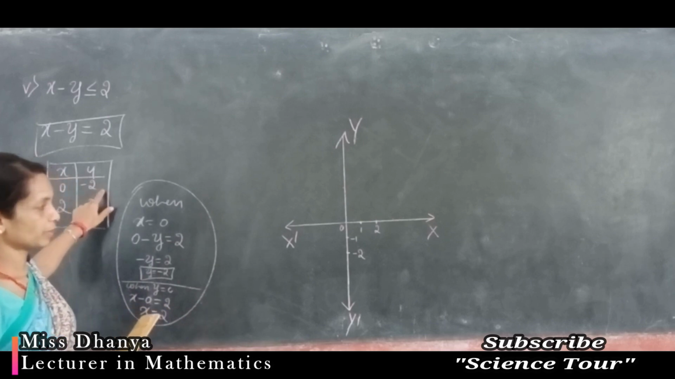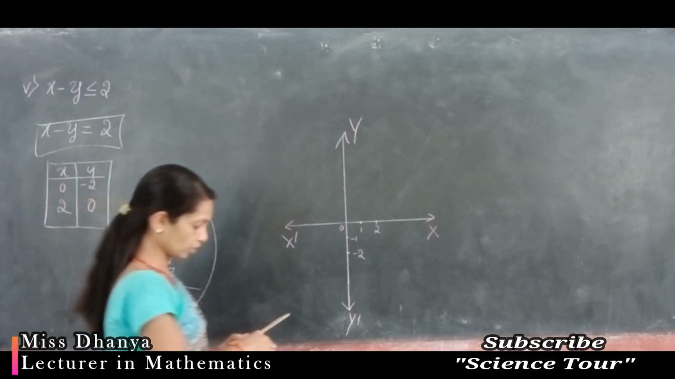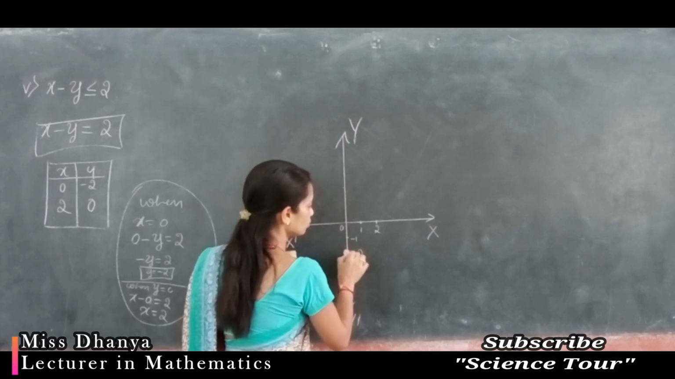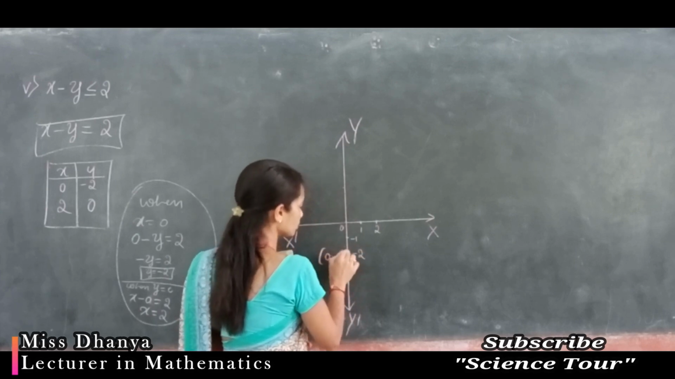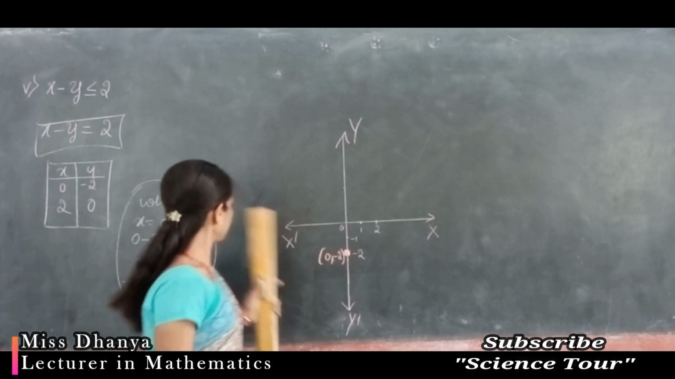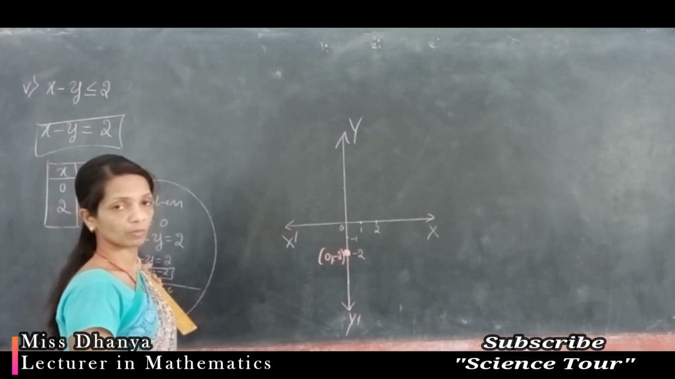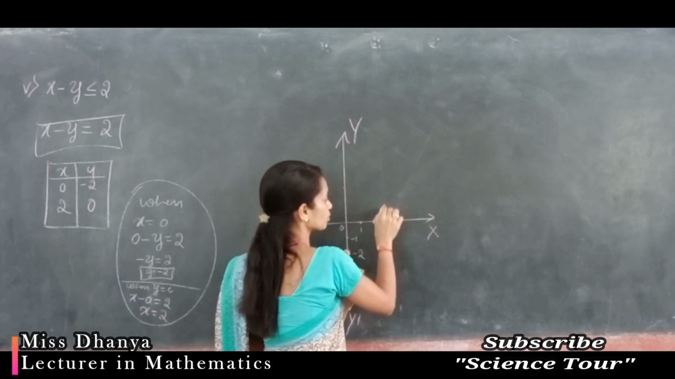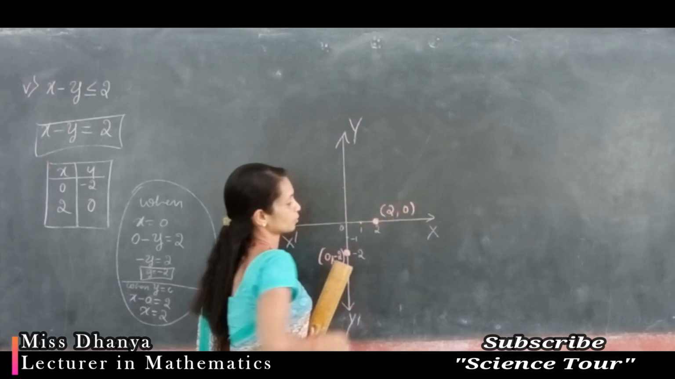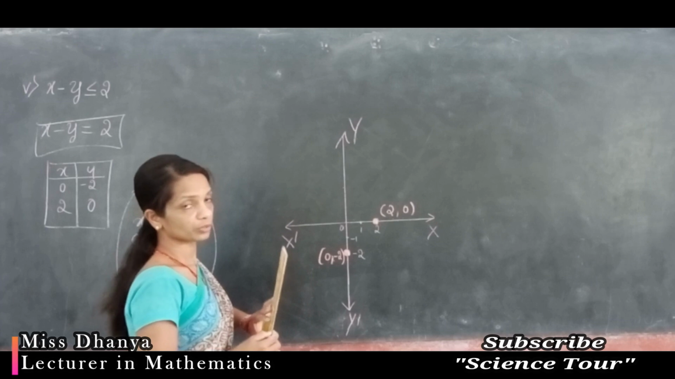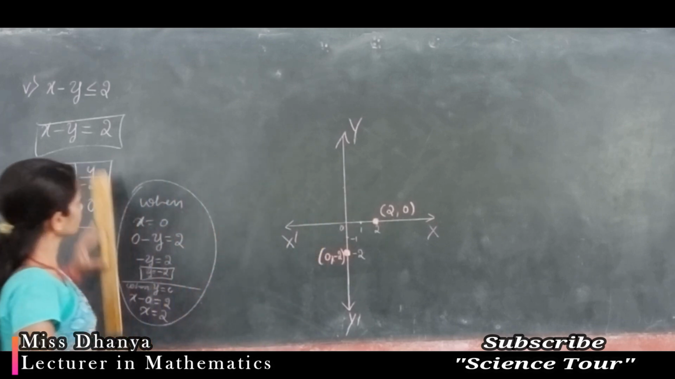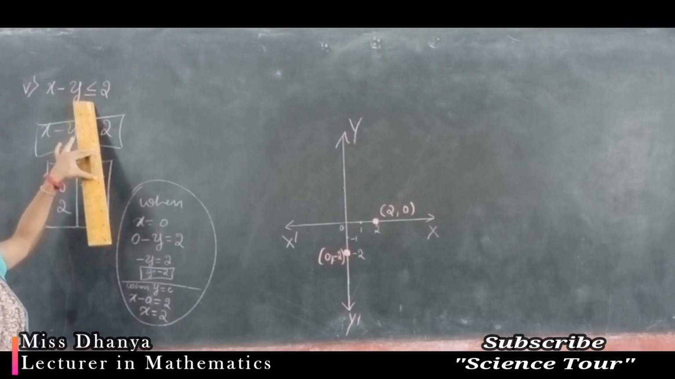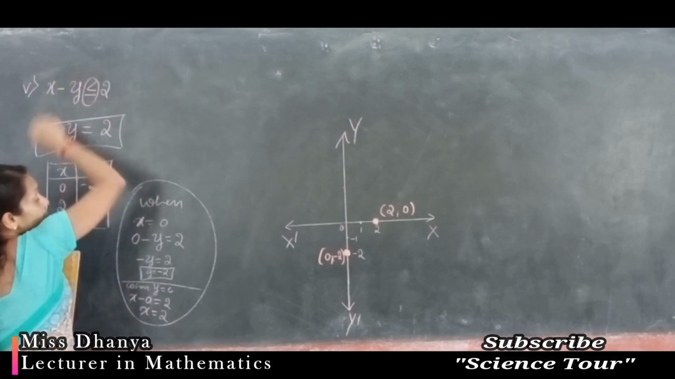The first point you have to mark is 0, minus 2. That is on the y axis, here 0, minus 2. Highlight that point. And the next point you have to mark is 2, 0. That is on the x axis, here 2, 0. After that, you have to join those 2 points using which line? Using a continuous line, because you have a slack inequality, less than or equal to.